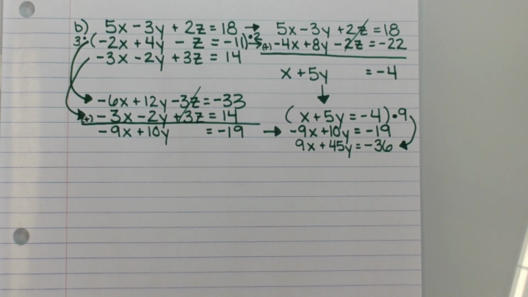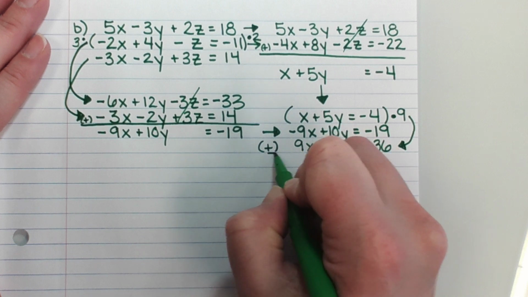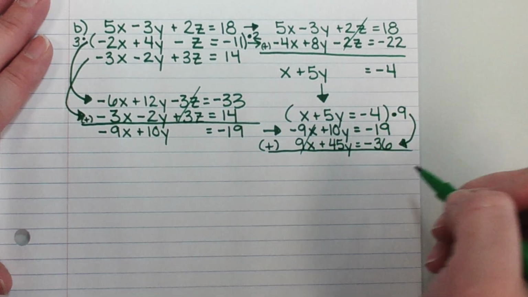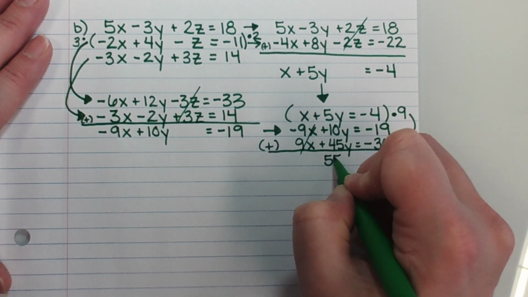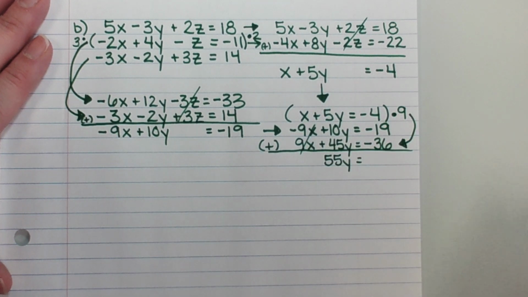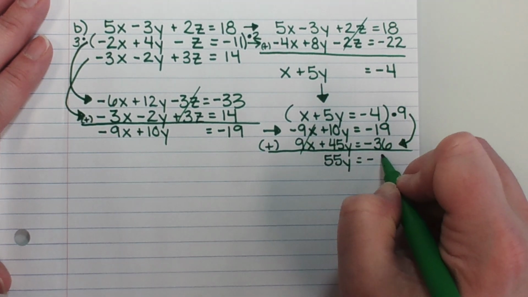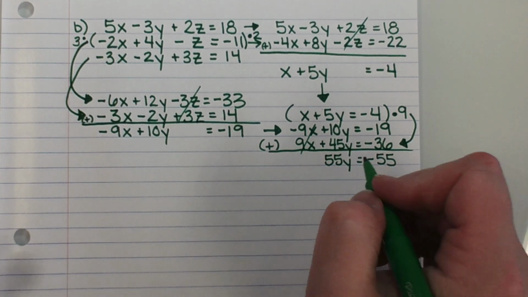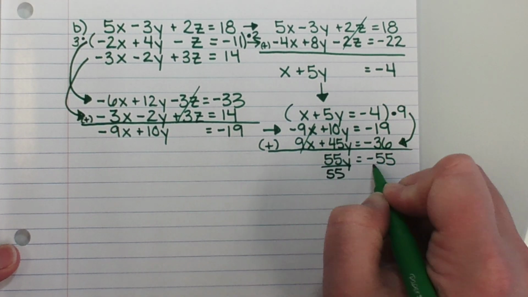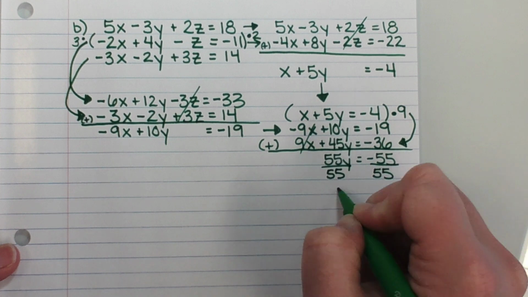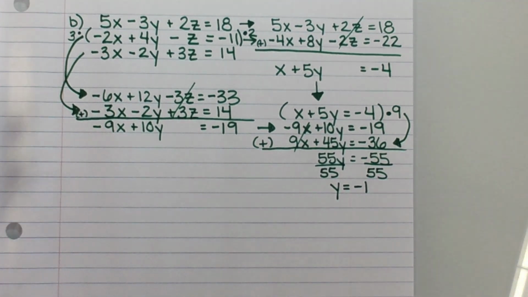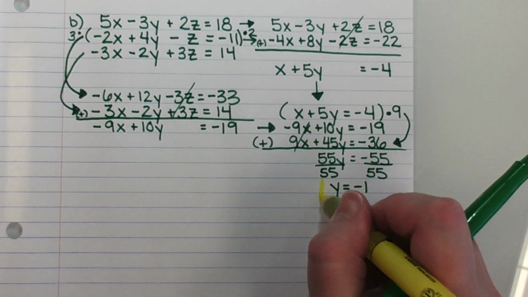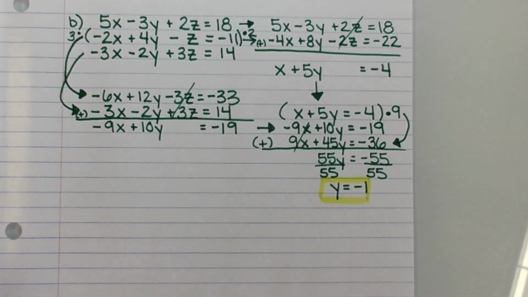Kaden, do they cancel out if I'm adding or subtracting? Adding. They're opposites, you add. Cancel. 10 plus 45 is 55. Y equals negative 19 plus a negative 36 happens to be a negative 55. Divide, and y is so close. Negative 1. Keep an eye on your positives and negatives. It's another thing that messed with people yesterday.